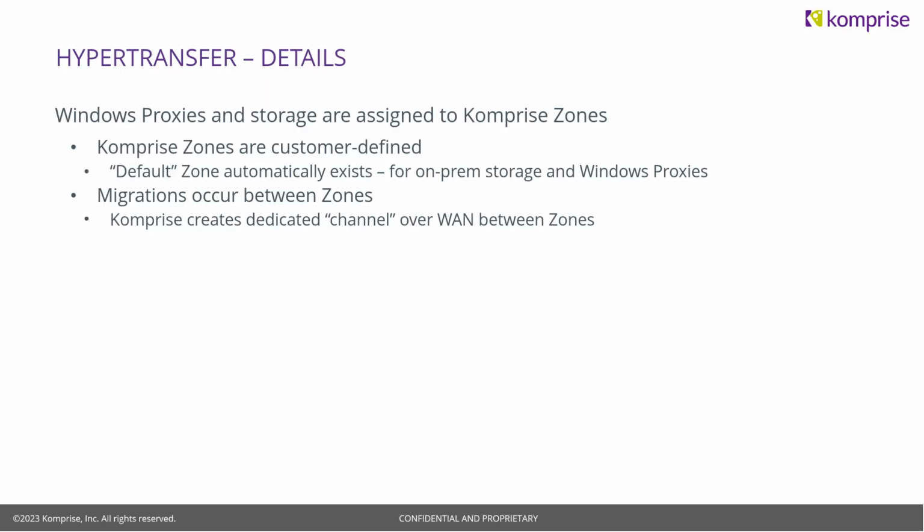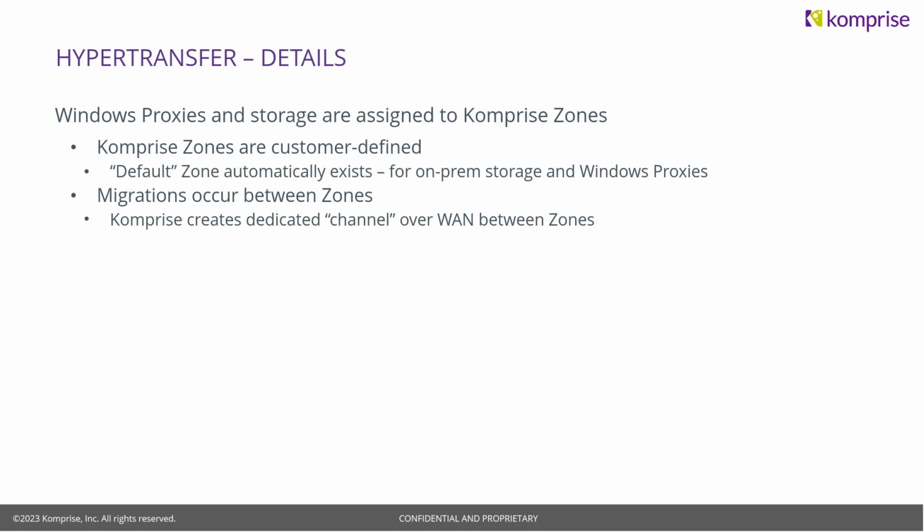In order to effect this speed up, we have to add something we call a Komprise zone. This is something that you're going to define. It helps tell Komprise, hey, I've got this storage over here, and I'm going to migrate it to this remote location. Essentially, you're defining a zone for each of those two locations.